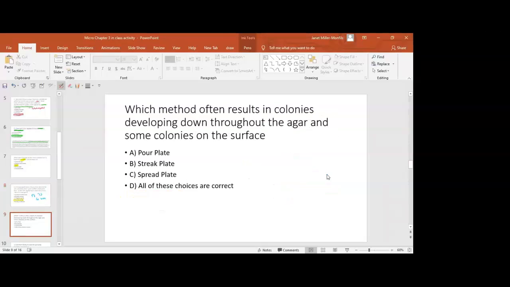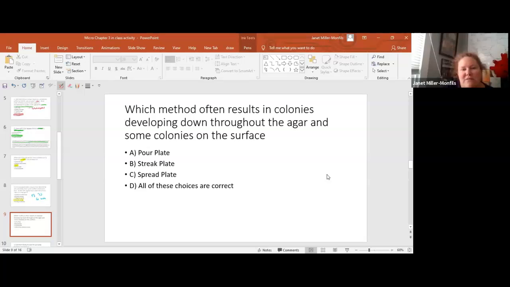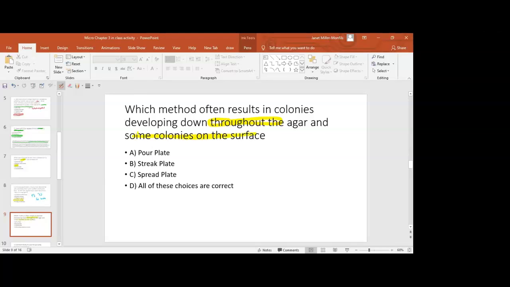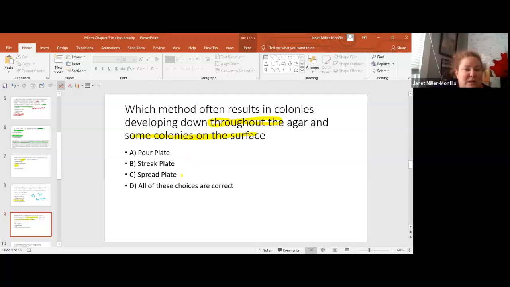So what method often results in colonies developing throughout the agar and then some colonies on the surface? So keywords here: throughout the agar as well as some on the surface. Is it going to be C, a spread plate? Close, but that would actually just be on top.